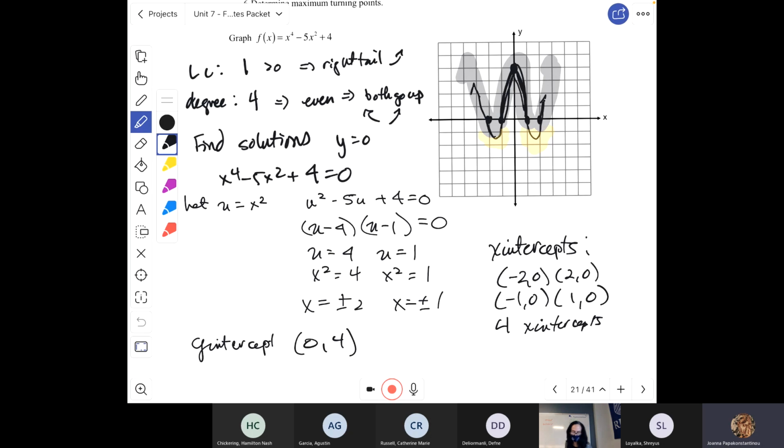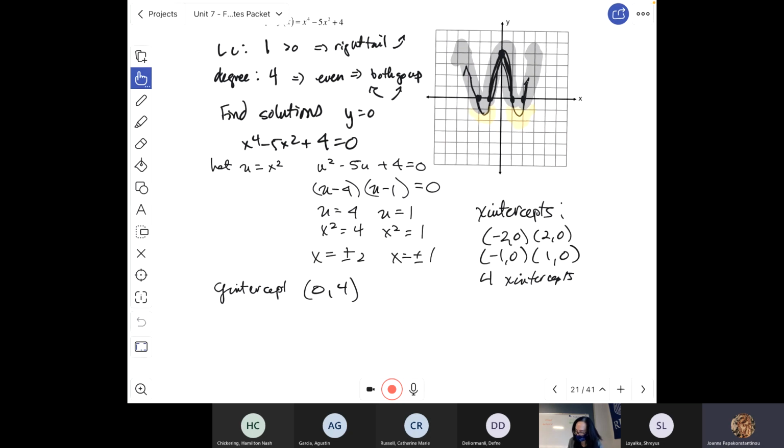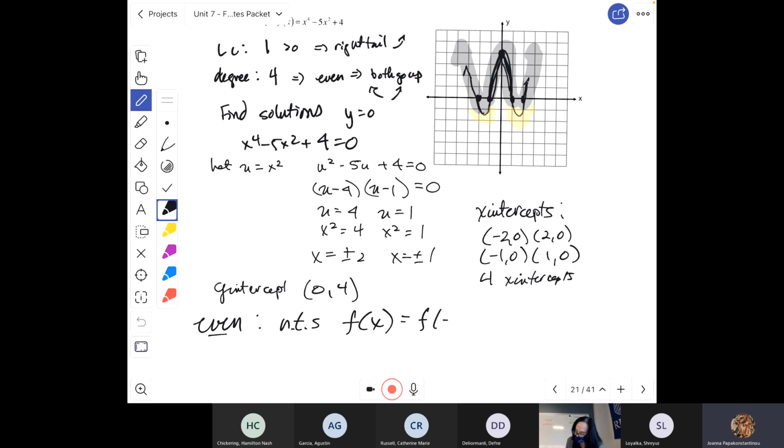Now, my question to you is, is it even, odd, or neither? Do we know for sure? Yep. Can we verify it? If I think it's even, what do I need to show? x equals f(x). Well, let's show it because we have to prove everything.